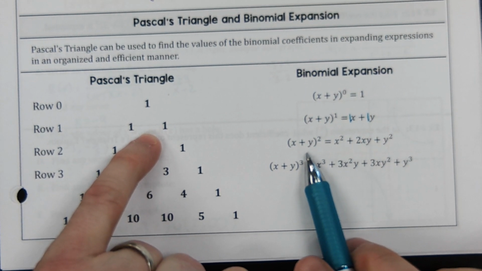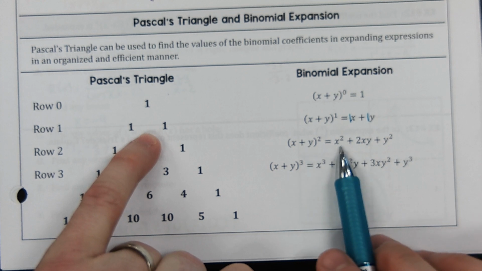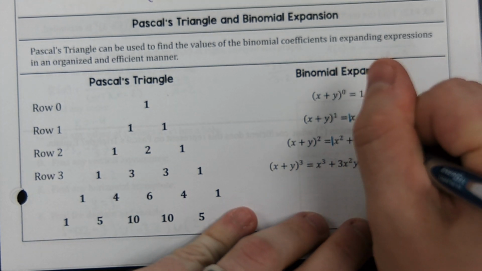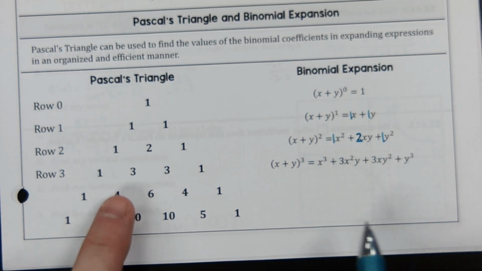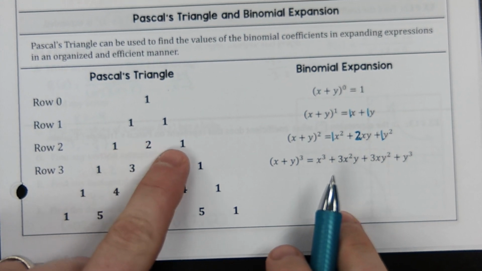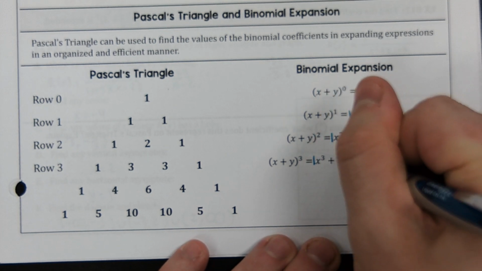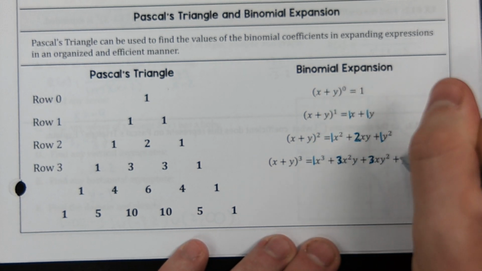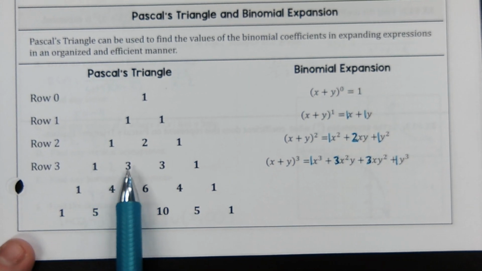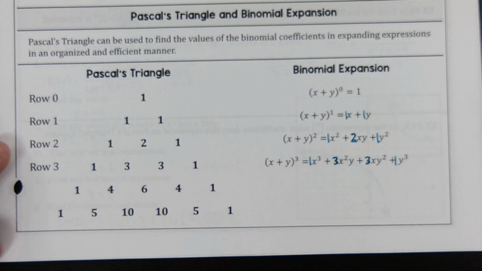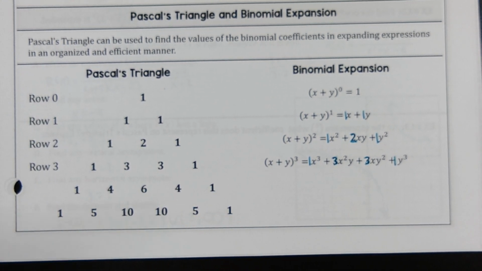X plus y squared simplifies to x squared plus 2xy plus y squared. 1, 2, 1. X plus y to the third. Its coefficients are 1, 3, 3, 1. And if I did x plus y to the fourth, it would have the numbers 1, 4, 6, 4, 1. If I did x plus y to the fifth, it would be 1, 5, 10, 10, 5, 1, so on and so forth.